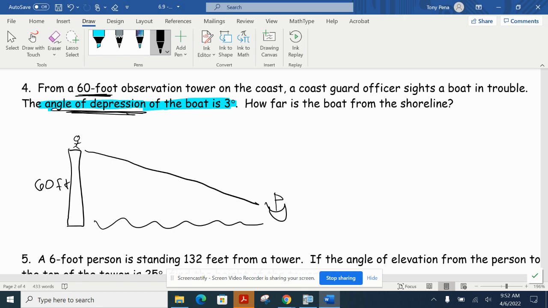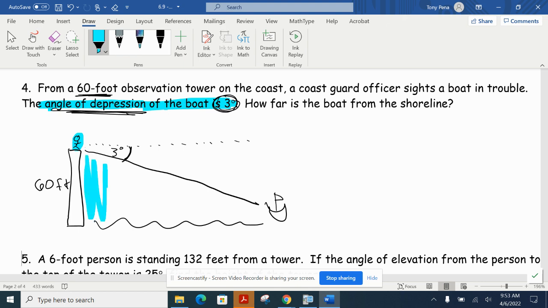So this is where you need to be careful. These are the ones that tend to cause the more issues. The 3 degrees is always created with the horizontal line and then the angle that we either look up or down. So if this guy up here is looking straight out horizontally, he would be looking here. So the horizontal is here, and the angle he is looking down at the boat is right here. The angle that is formed by those two is right in here. So that is our angle of depression.